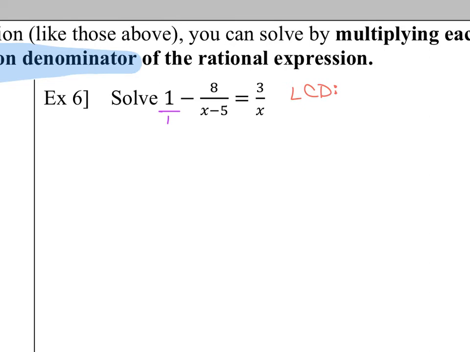So let's look and see what we have. So this is a 1, so this can be changed into anything. So that makes life a little bit easy. This guy right here is x minus 5, and this one's an x. So in order for these to have the lowest common denominator, I'm going to need x and x minus 5. I need them both. So we're going to multiply everything by this in order to get rid of my fractions. So we're going to have x times x minus 5 times the 1.